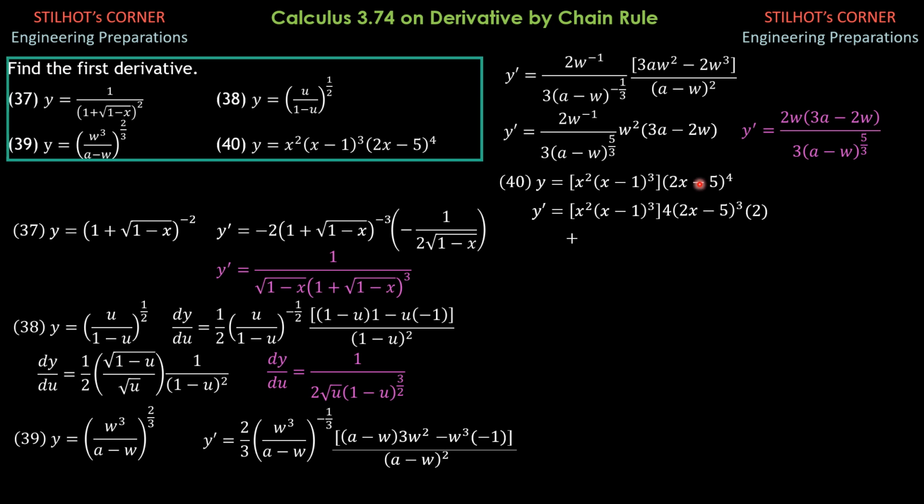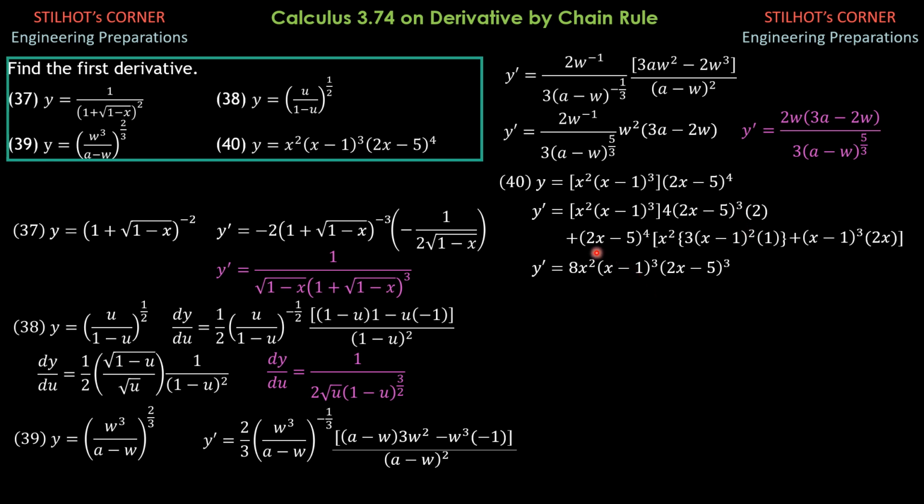Then plus second, so I copy quantity 2x minus 5 raised to 4, then times quantity first, so x squared, derivative of second, so x squared times 3 quantity x minus 1 squared times 1, the derivative of x minus 1 is 1, then plus second, quantity x minus 1 cubed, derivative of x squared is 2x, so x minus 1 cubed times 2x, then close. Simplifying, this is 8, 2 times 4, 8x squared times quantity x minus 1 cubed times quantity 2x minus 5 cubed.